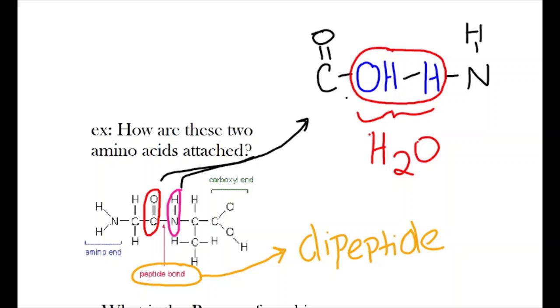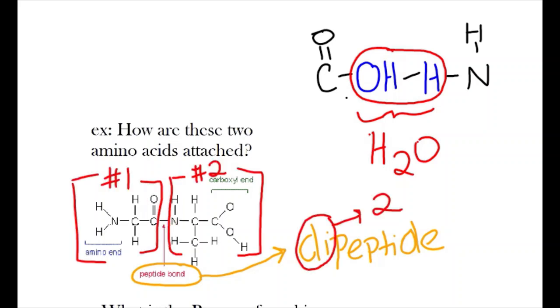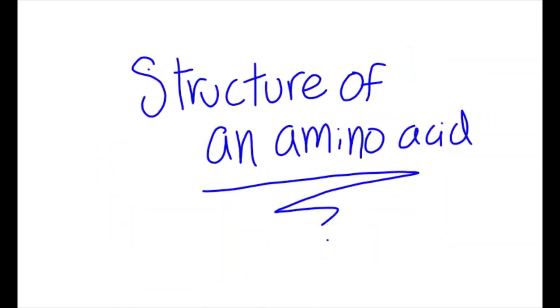And in this example, the peptide bond helps to bring together the 2 components of a dipeptide, with the prefix di meaning 2 and denoting the presence of 2 amino acids. I hope this video helped you to understand the general structure of an amino acid and the importance of this structure.